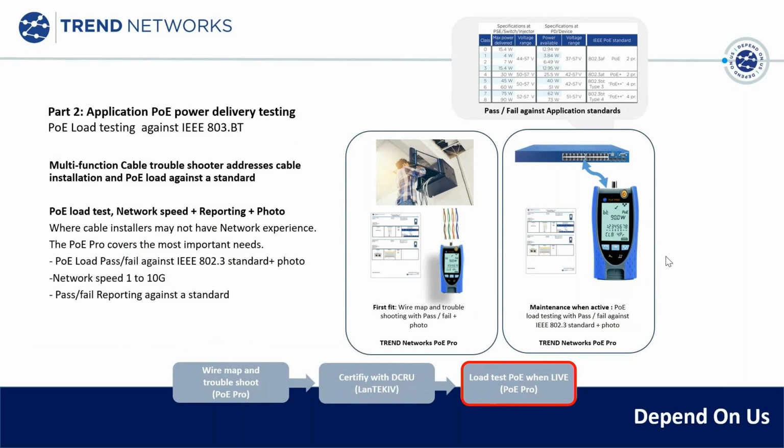And we'd like to introduce a really good method of fast installation of using this wire mapper, and then you would certify the link. And of course, you now have the option, which is the second part, where the PoE Pro can come back online and do a load test when it's live against a standard, and we can send these reports, just like the Landtech, together into the cloud. So you can now report with a load test that you are able to see PoE. Not only can we load test, by the way, we can take a photo as proof of operation.